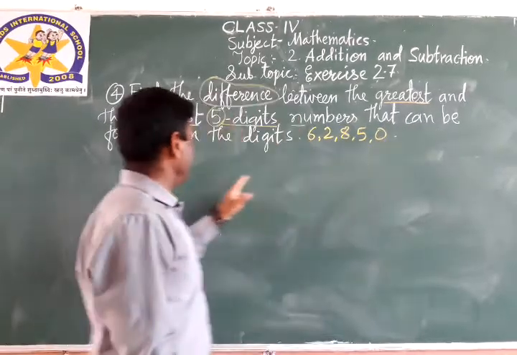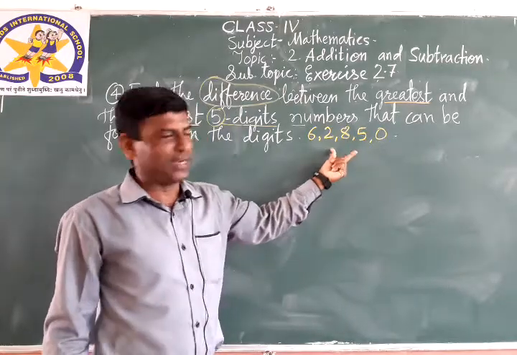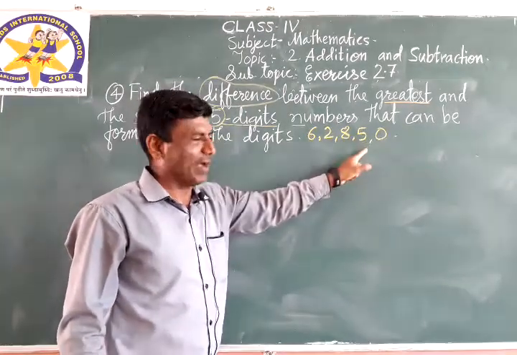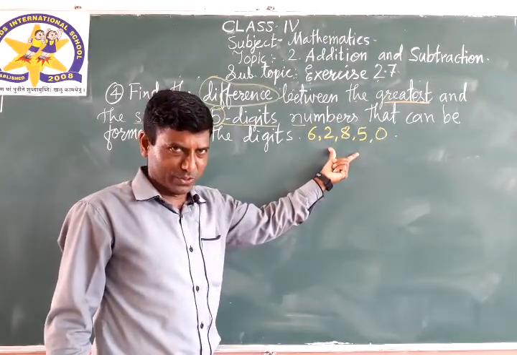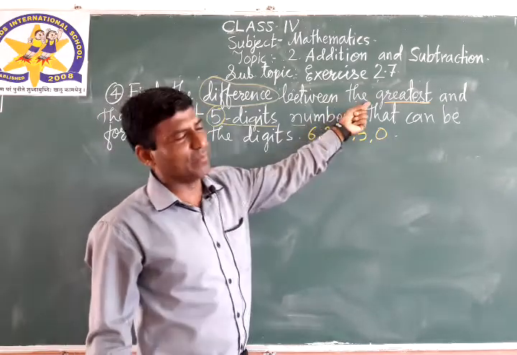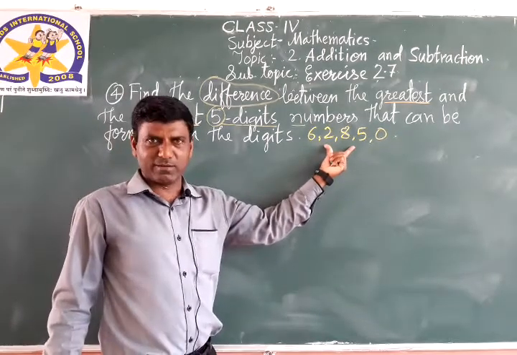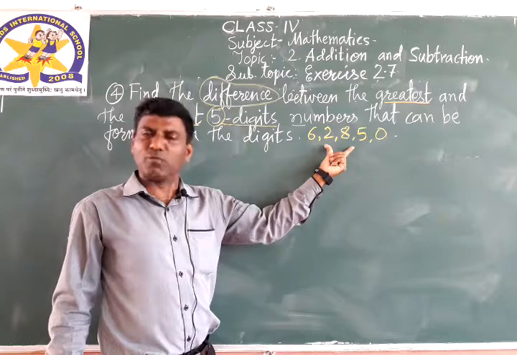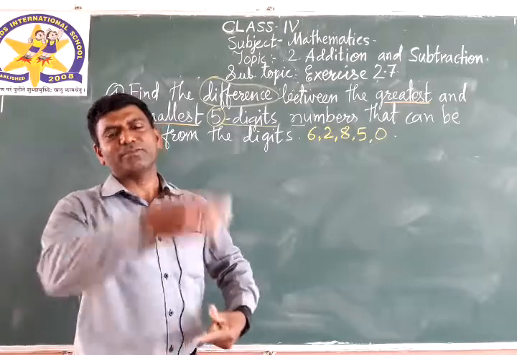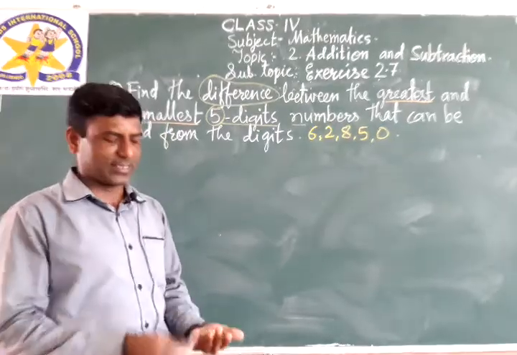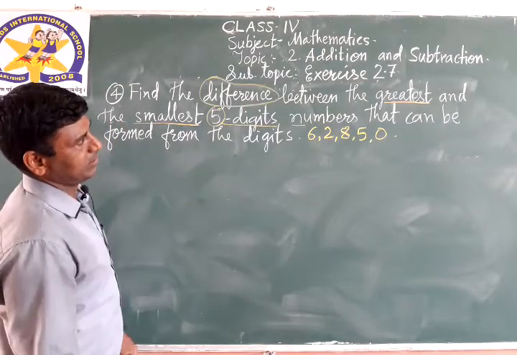But that can be formed from the digits. The digits given here are 6, 2, 8, 5, 0. With the help of these digits, you will have to find out the first greatest number and the smallest number. Means you will have to make the greatest 5 digit number and the smallest 5 digit number from these given digits, and then subtract the smallest number from the greatest number. You will get the difference. Understand? It's very easy.